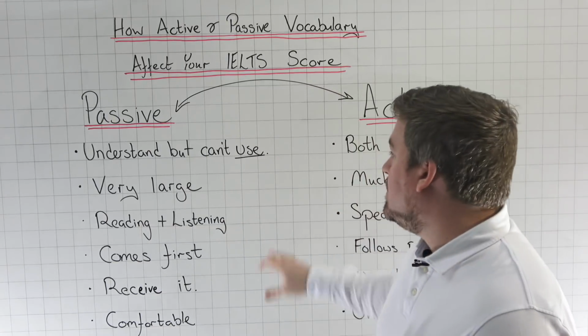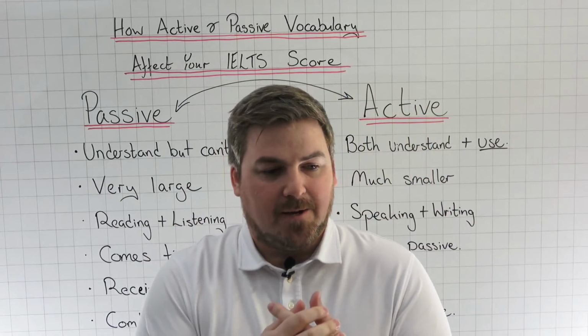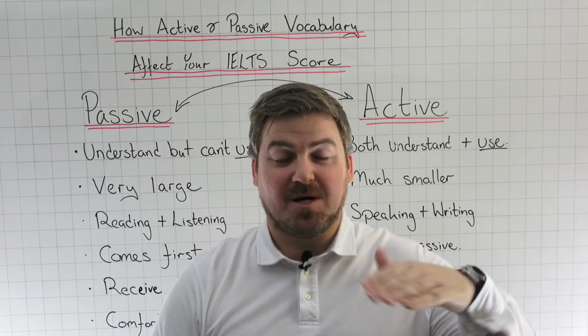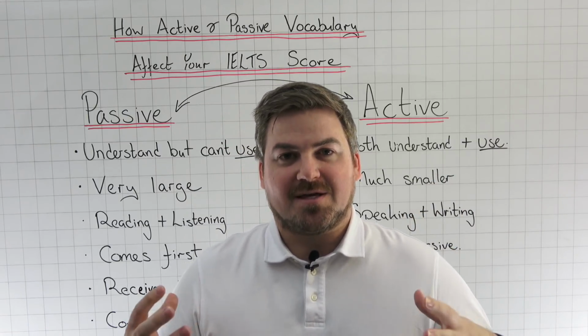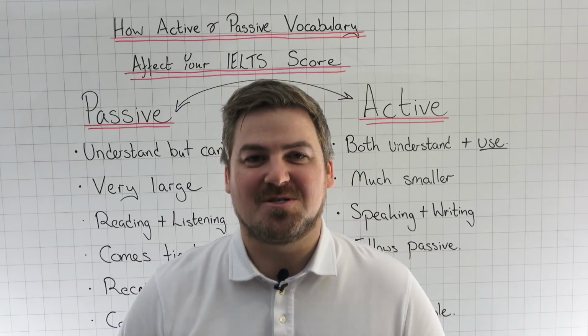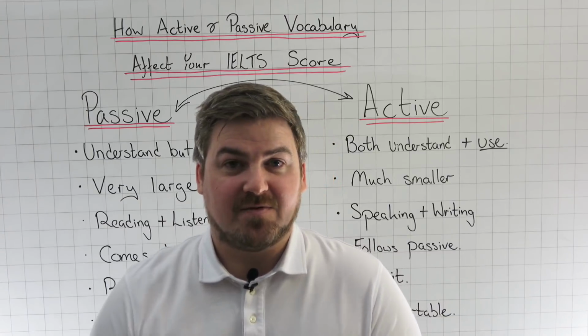All right, so the third point, and this is important for you to understand your scores and why your reading scores might be much higher than your writing and your speaking scores. Many people think that they just don't know how to write or they don't know how to speak. It's got a lot to do with your passive and active vocabulary.